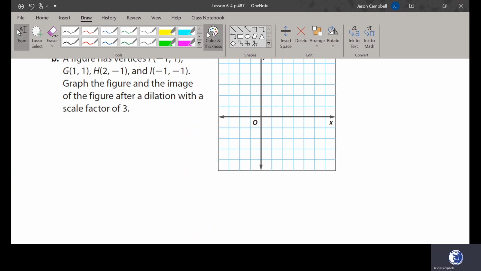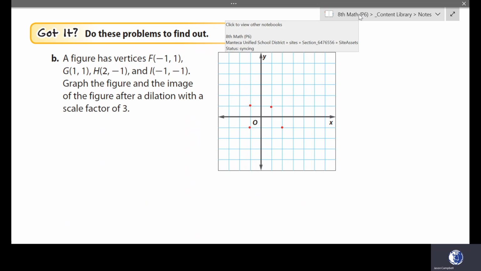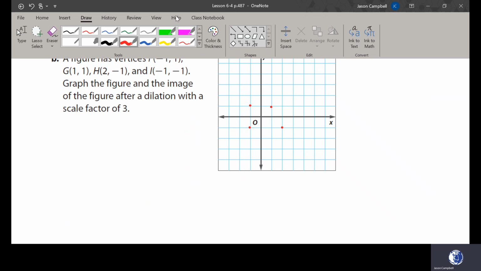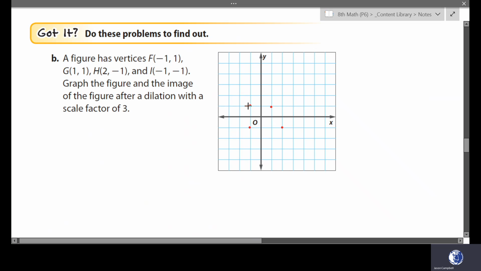Got It B says a figure has vertices. Let me get my marker. At -1, 1, that's point F. 1, 1, that's G. 2, -1, and -1, -1. Graph the figure and the image of the figure after a dilation with a scale factor of 3. Okay, I can do that. So let's connect these lines first.